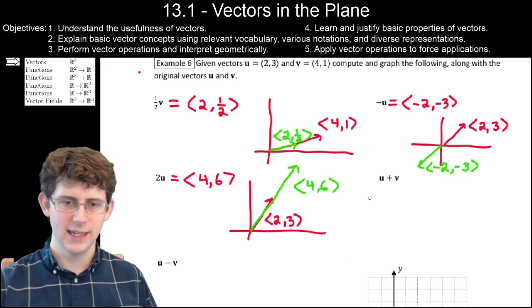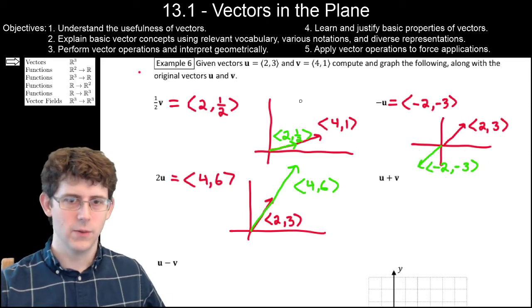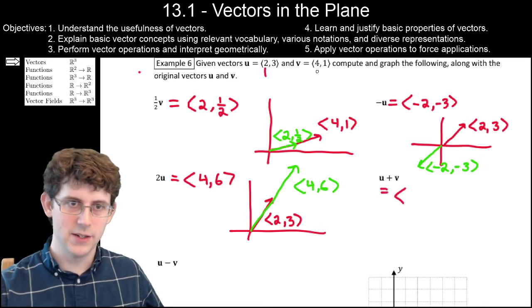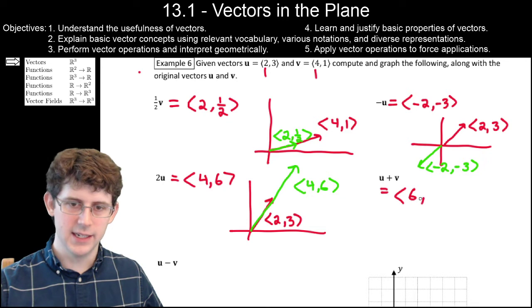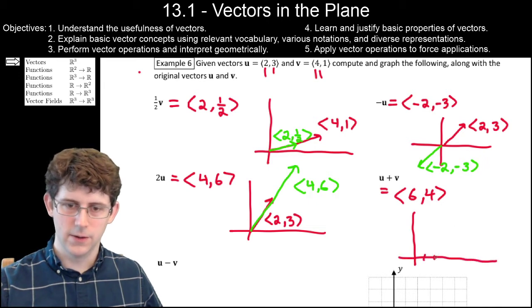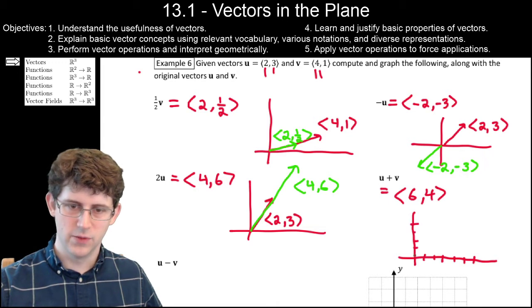Okay, u plus v is a little bit more tricky to see. It's easy to calculate. u plus v is you just go in and add: 2 plus 4 is 6, and 3 plus 1 is 4. So you'll go over 6 and up 4.